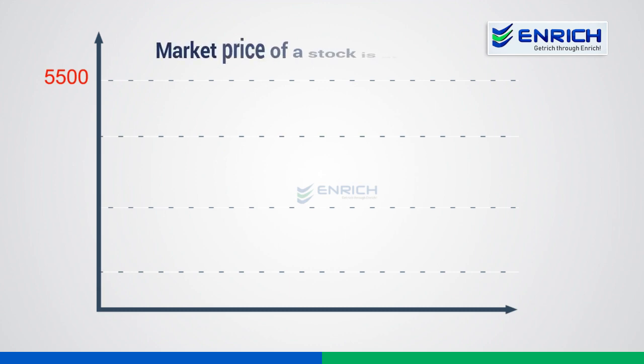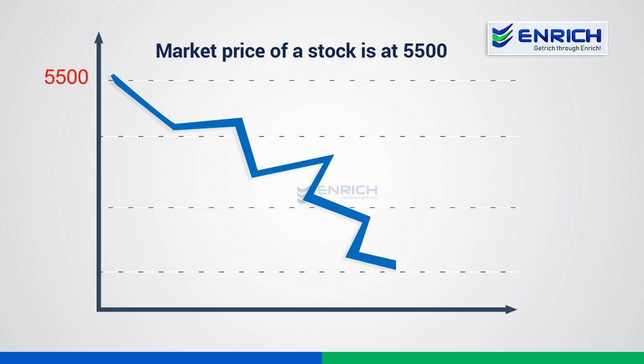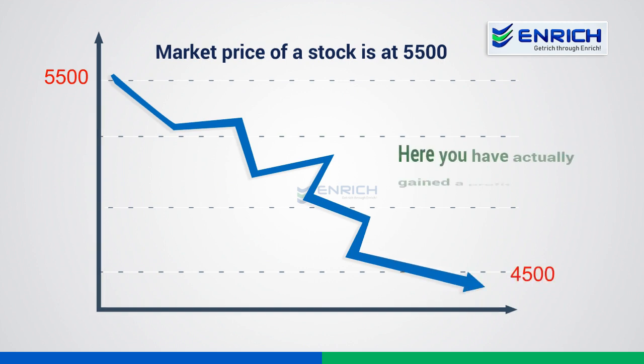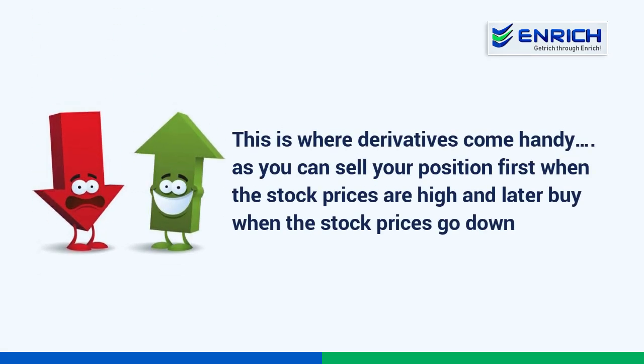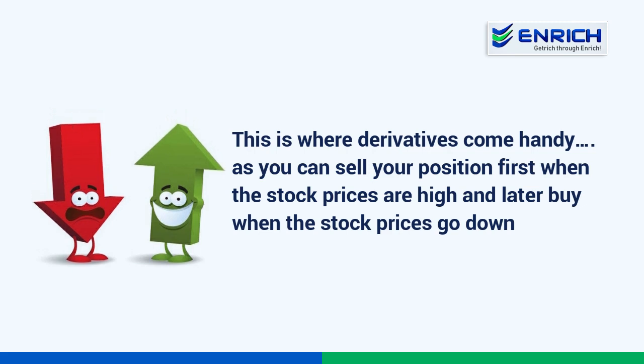When the market price of a stock is at 5,500, let's say you sell the stock at this price because you speculated or thought that the market price may drop or go down. So you sold your derivatives, which could be future or option of any stock, say ITC derivative or Nifty's derivative. So you sold the stock for 5,500. Now imagine if the market price falls down to 4,500. Here you have actually gained a profit of 1,000, right? So what you could do here is buy the stocks when the prices go down to 4,500. This is where derivatives come handy, as you can sell your position first when the stock prices are high and later buy when the stock prices go down.